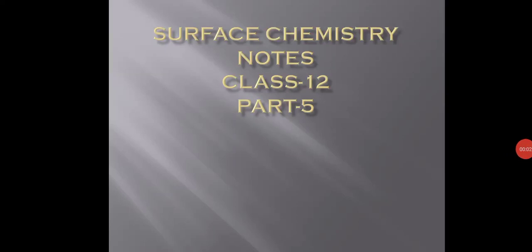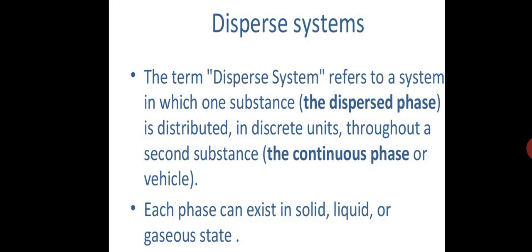Now coming to the next part, that is your part 5. We have already covered adsorption till now. The different types of adsorption we have seen: physical adsorption, chemical adsorption, the Freundlich adsorption isotherm. We have seen the equations. We have also seen the uses or the applications of adsorption in our day-to-day life and in industries.